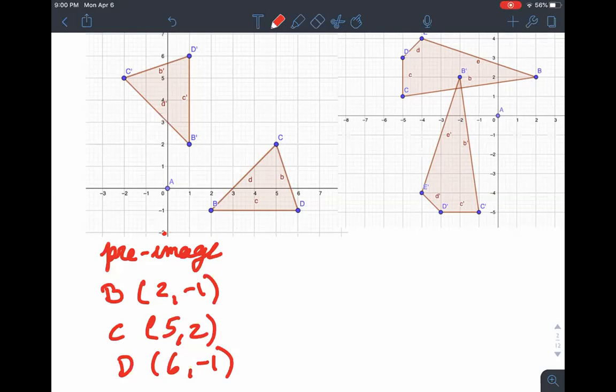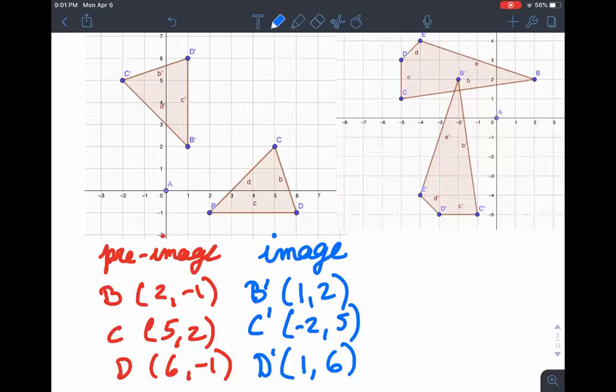Now I'm going to rotate it 90 degrees. Okay, so these are the coordinates of the image. B prime is 1, 2. C prime is -2, 5. And D prime is 1, 6. I really want you to look at the connection between the original points and the primes. Something really interesting going on there. So I want you to start thinking of some hypotheses. And while you're doing that, let's look at our second figure and see if we can do the same kind of thing. It might help in figuring out what is actually going on here.